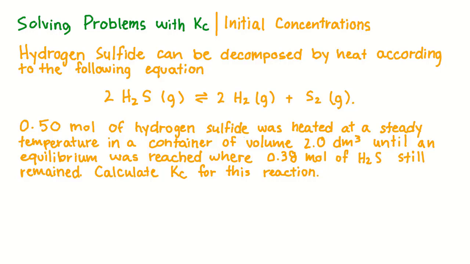0.50 mole of hydrogen sulfide was heated at a steady temperature in a container of volume 2.0 cubic decimeters until an equilibrium was reached where 0.38 mole of H2S still remained. Calculate Kc for this reaction. This problem has given us the initial amount of our reactant, the equilibrium amount of our reactant, and the volume of the reaction container, but we don't have any information about the equilibrium amounts or concentrations of our products.